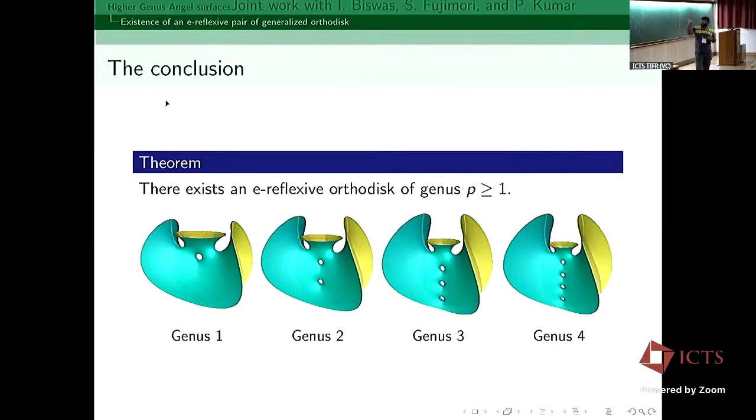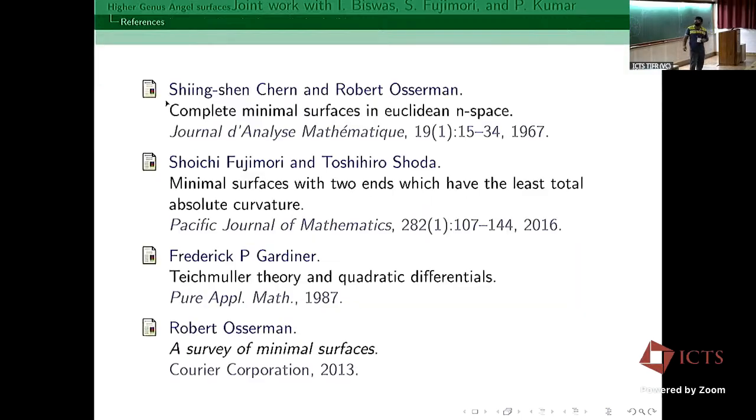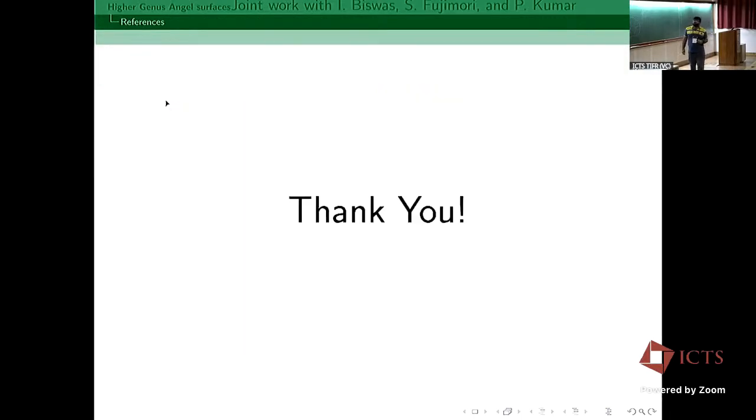So the moment we have irreflexiveness, we get the surfaces, and these are the surfaces. Yes, these are the references. Thank you.